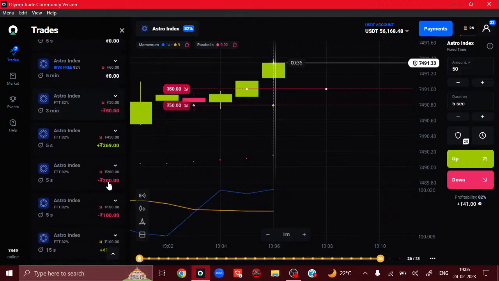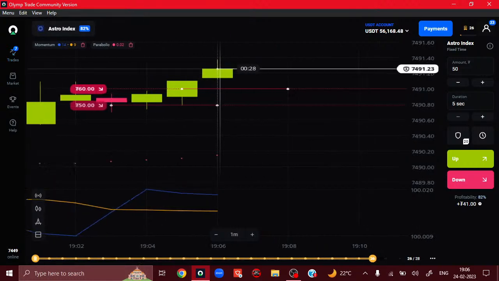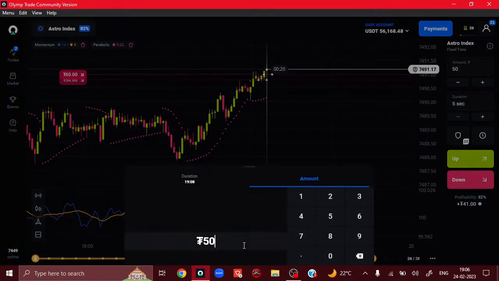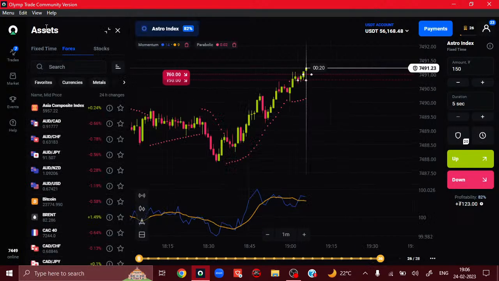50, and this one is also going in loss 50. So we have to make a recovery of almost 100. So let us enter into a trade for 150. I will now switch the asset here.